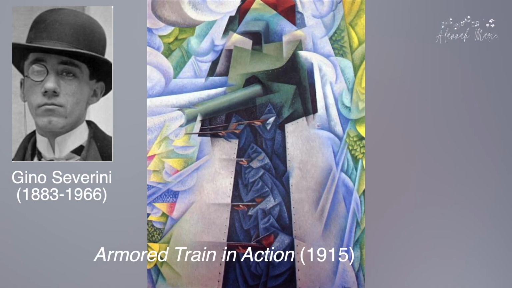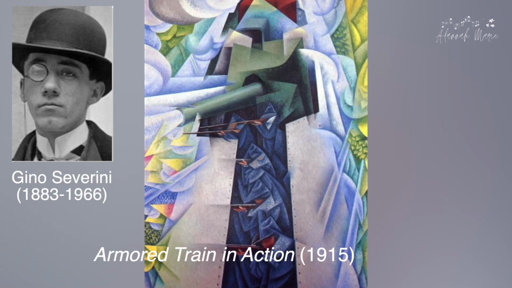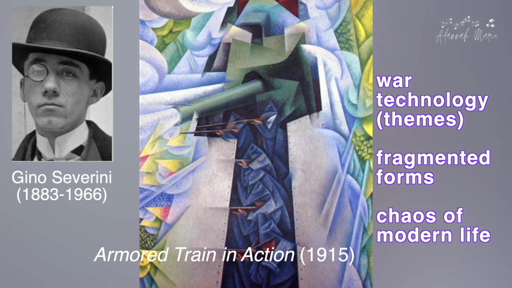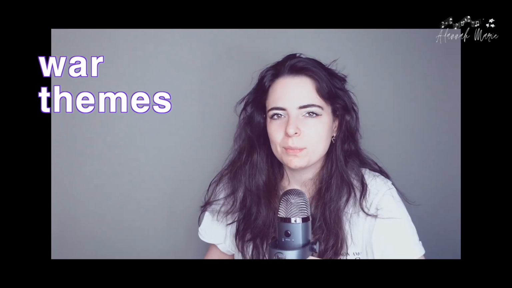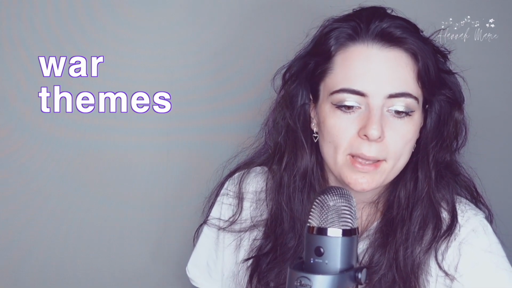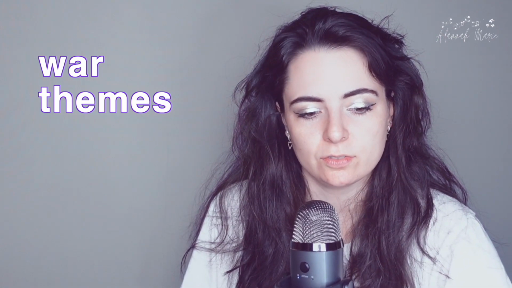Fascinating. Then we have Gino Severini. Severini's paintings, such as Armoured Train in Action, combine the themes of war and technology, using fragmented forms to depict the chaos of modern life. So we've had the war, people are affected by the war, and then you get this, people depicting the chaos of modern life and war themes.